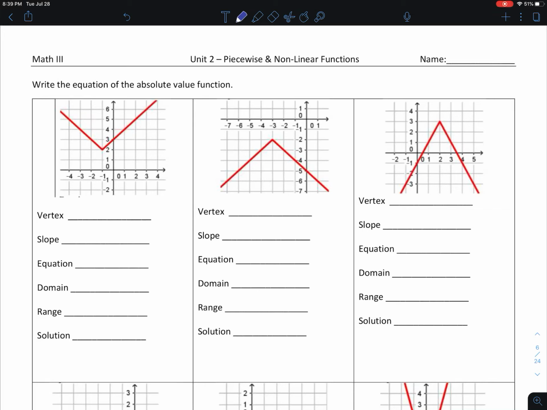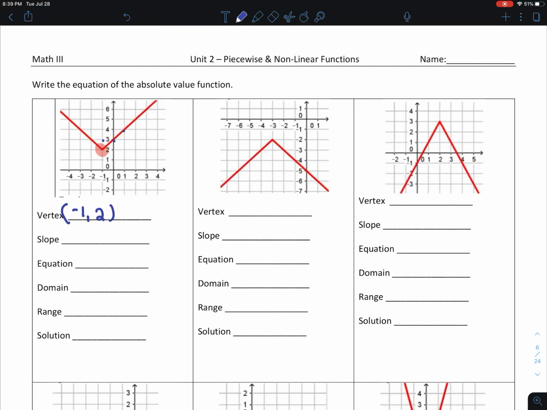This time what we're going to do is write an equation. I'm going to give you the absolute value function, and you're going to write the equation for me. So we need to know a couple of things. We first need to know what is the vertex. And so where is my vertex? It is here. So my vertex is at -1, 2.